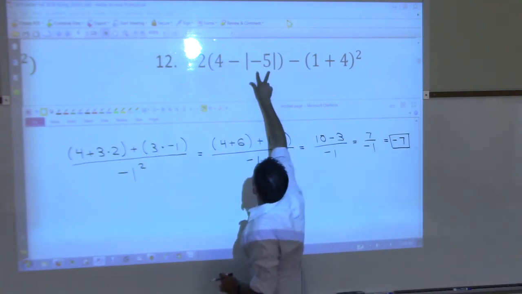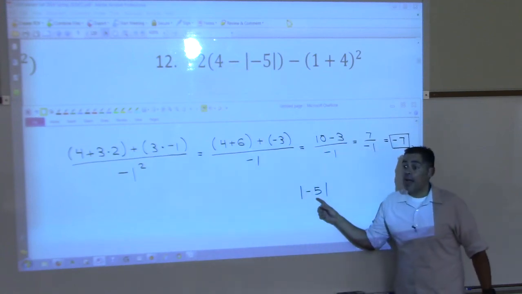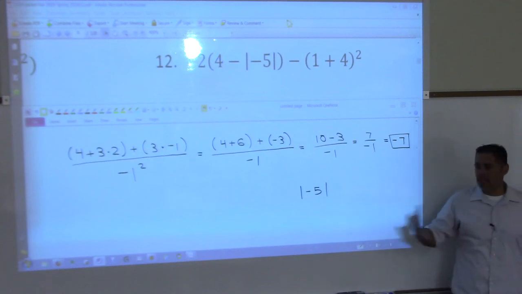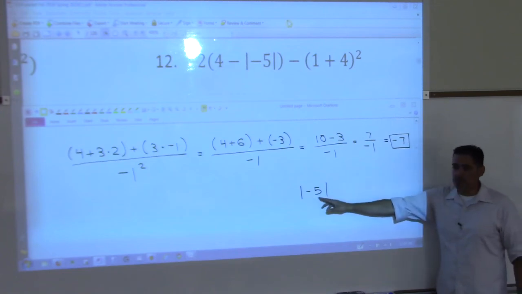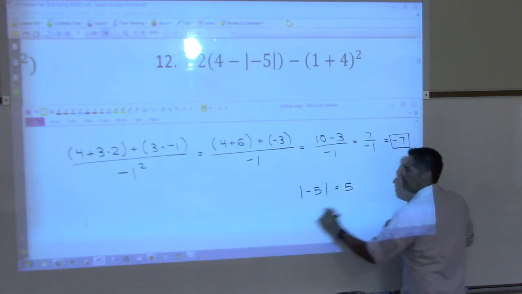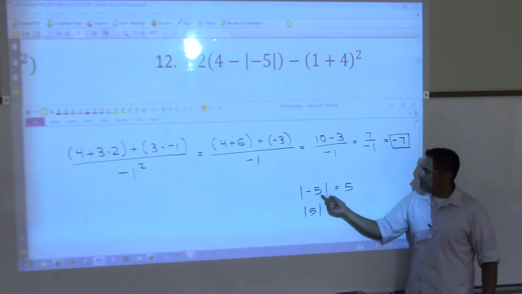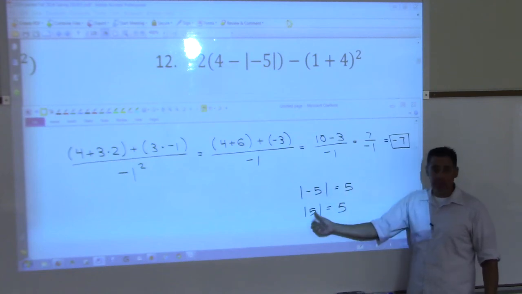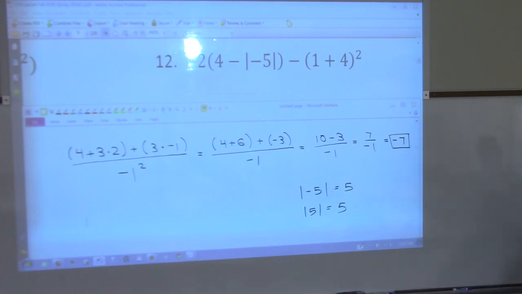What does this mean, just so we're clear? What do those 2 bars around that mean? Absolute value. And what is the absolute value of any number? It's just whatever that number is, positive. So the absolute value of negative 5 is 5. The absolute value of 5 would also be 5. If it's the absolute value of a negative, it becomes positive. If it's the absolute value of a positive, it just stays positive. So it always just spits out the positive answer. Does that make sense? Okay, take a couple of moments to see if you can figure out number 12.